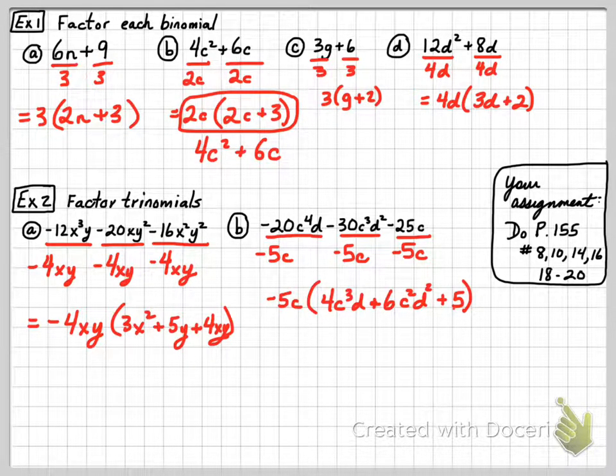And number 5, as you can see, I can divide negative 5c into both of those, and I'm left with negative 5c times (4c cubed d plus 6c squared d squared plus 5). And your assignment is page 155, numbers 8, 10, 14, 16, and 18 to 20.